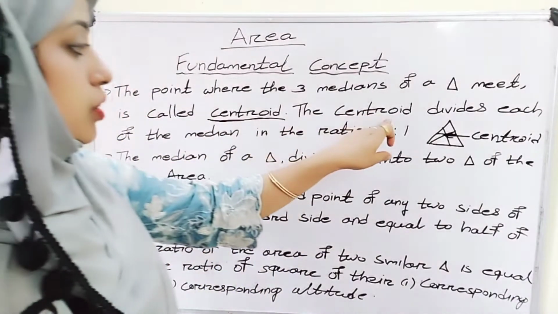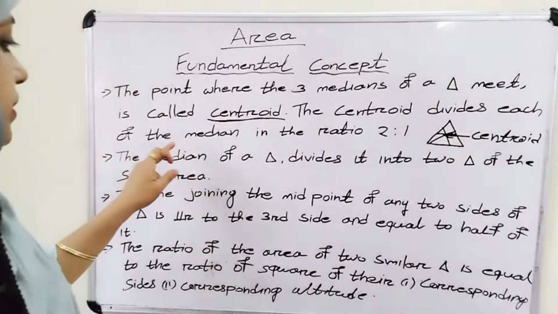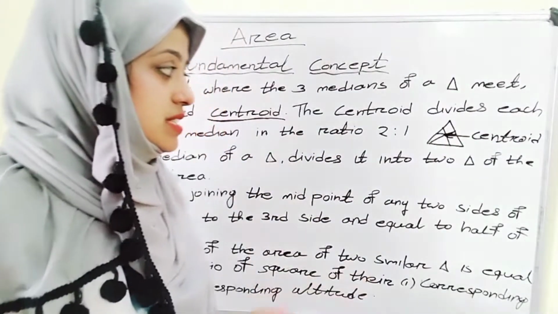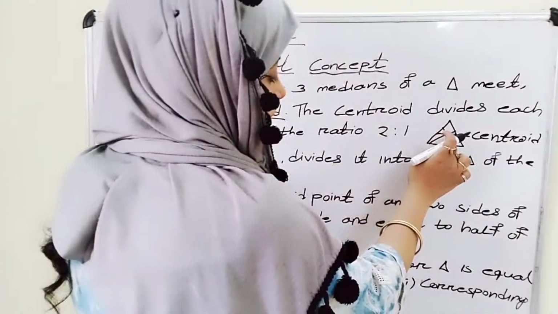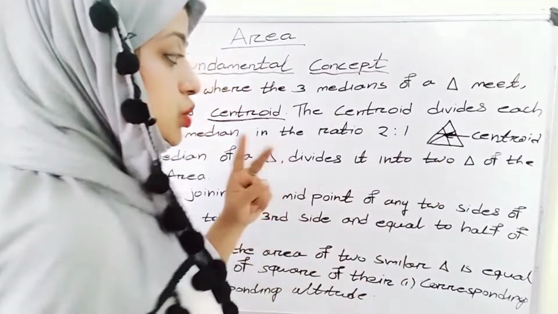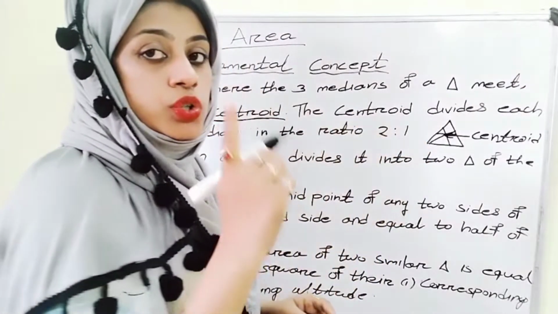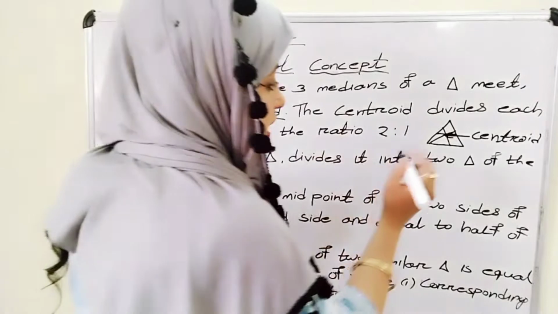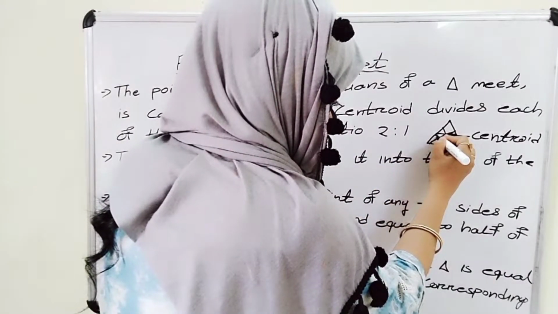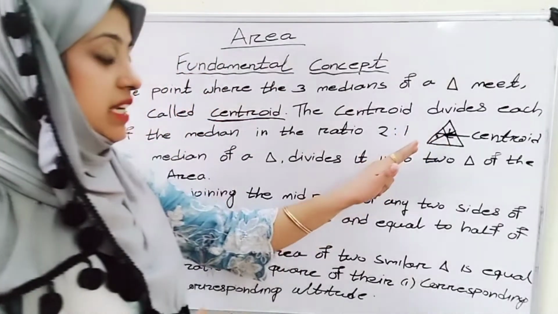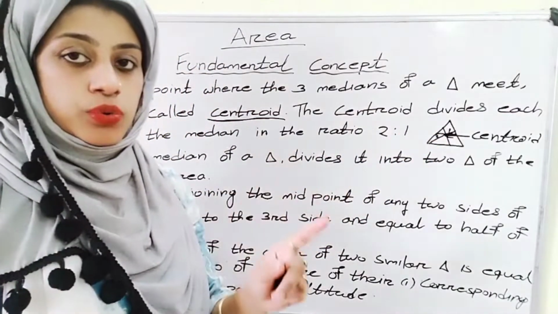And the centroid divides each of the medians in the ratio 2:1. This is the centroid, and it divides any two medians in the ratio 2:1. That means suppose this part is 2 and this part is 1. It also divides the median in the ratio 2:1.